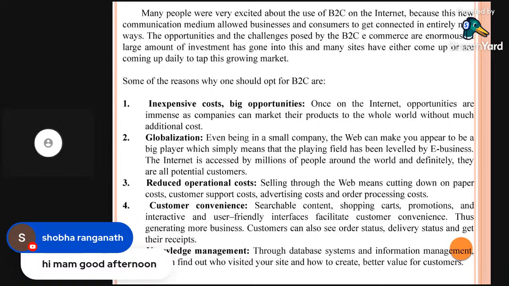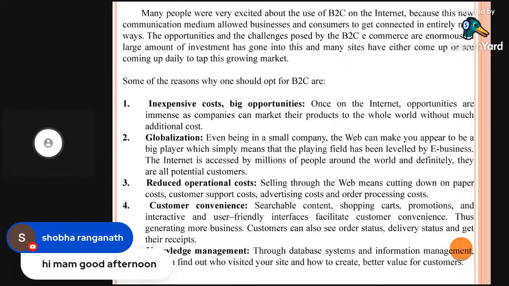Even a small company can make use of the web to appear to be a big player. We can reach cross-border transactions. That's the meaning of the term globalization. Then reducing operational costs. Compared to traditional marketing, where different costs have to be borne by the manufacturer or the marketer, those can be avoided. Then customer convenience. Here the searchable content, shopping carts, promotions, and interactive and user-friendly interfaces usually facilitate customers' convenience. Thus it generates more business, and customers can also see the order status.